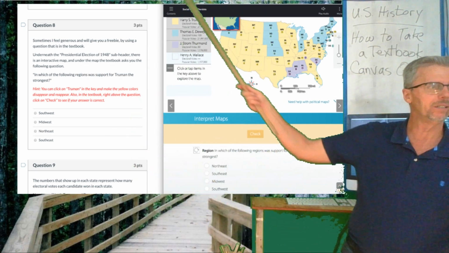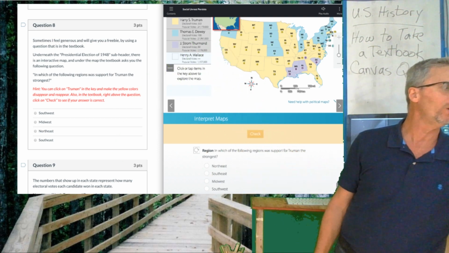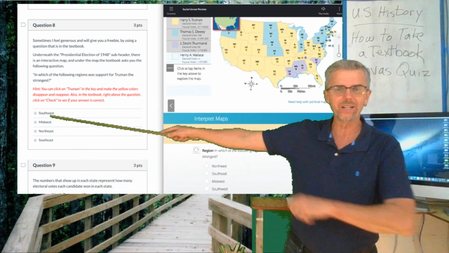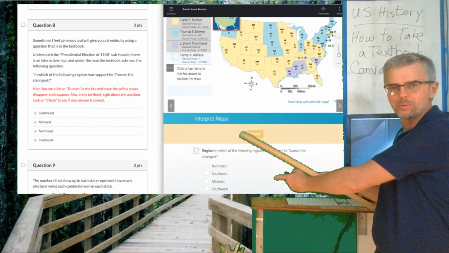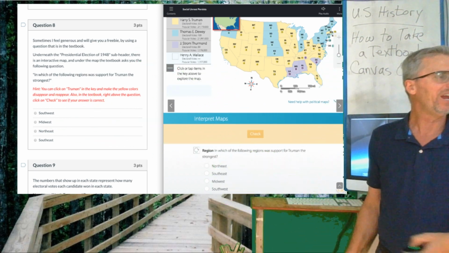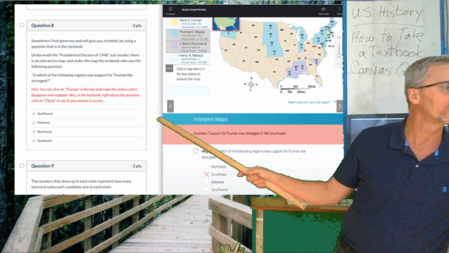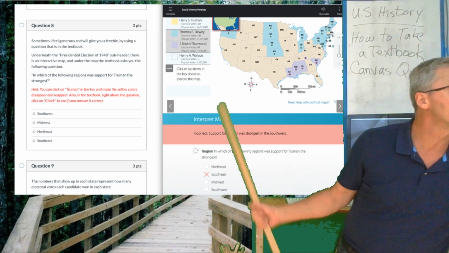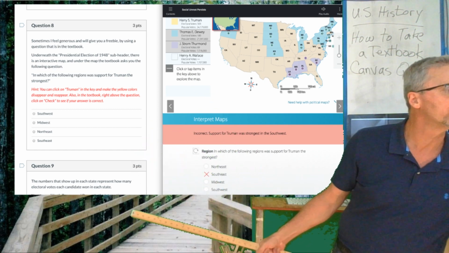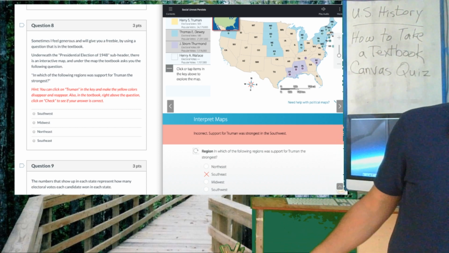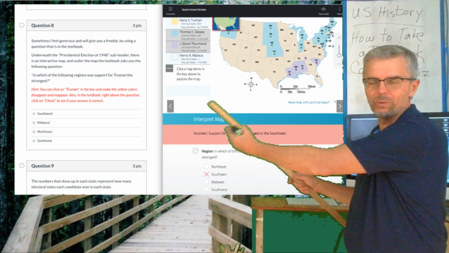So I was thinking, okay, looks pretty strong in the Midwest. And if I answer the Midwest, don't put it in over here yet. This is the freebie, okay? The freebie is you get to answer it in the textbook and check your answer. And I answered the, whatever I did, Southeast, and which of the following regions was support for Truman the strongest? I said the Southeast because I'm thinking Florida. Well, I wanted to get it wrong so that you could actually see it.